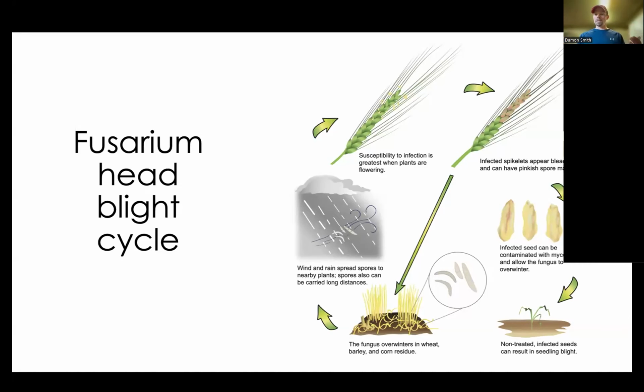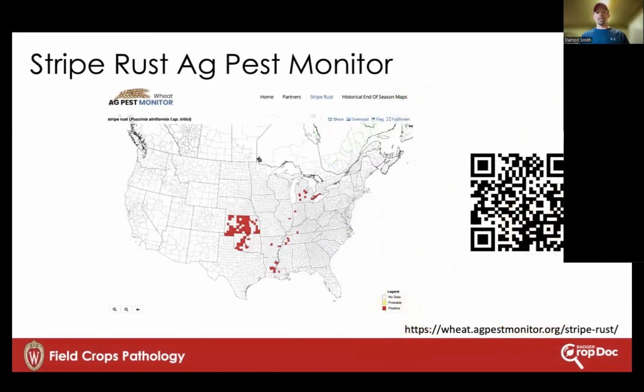But if it does infect, it can colonize down those kernels and cause shriveled kernels. And then we can also get secondary metabolites produced, like mycotoxins. Specifically deoxynivalenol, or DON, or vomitoxin, is the big one. So not only do we get yield loss and quality issues with the seed, but we can have high vomitoxin loads as well with this particular disease.